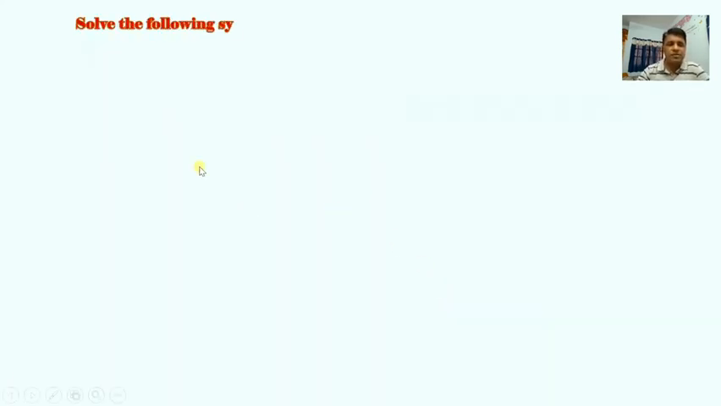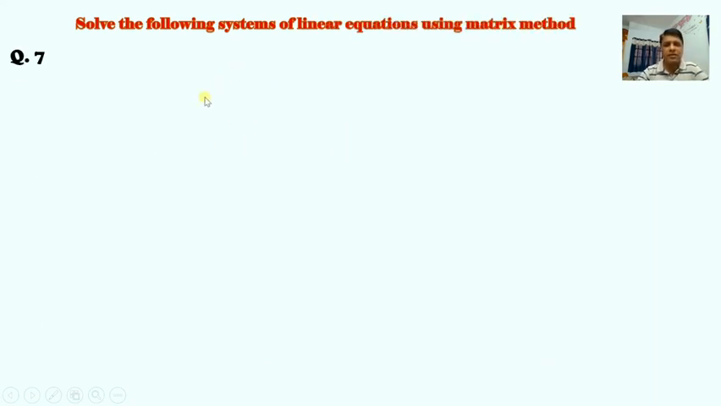Now we take some questions where in actual form we have to solve the equations and find the value of the variables. So we take question number 7. Question number 7 is this: 5x plus 2y is equal to 4 and 7x plus 3y is equal to 5. So we have taken a 2 by 2 matrix. So let us go for its solution.